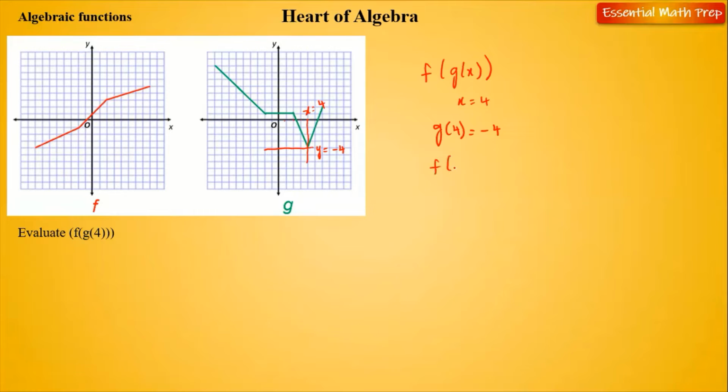So what is f of g of 4? That is the same as writing f of -4, right? That means 1, 2, 3, 4. This is x equals -4. That means you draw a line straight down and you draw a line across. That's y equals -2. In other words, f of g of 4 is the same as f of -4, which is the same as -2.